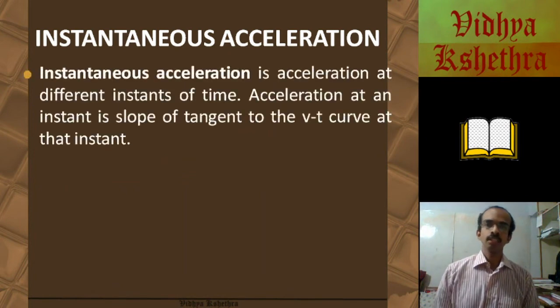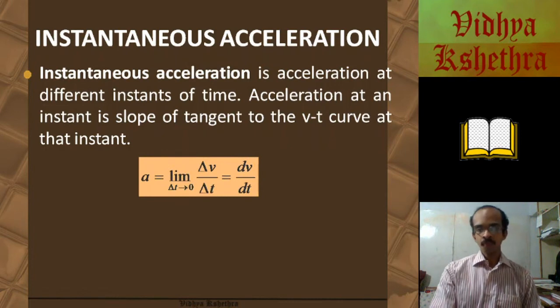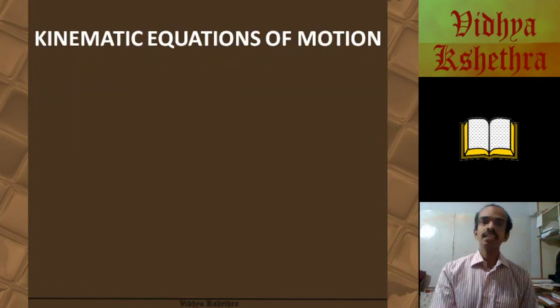Instantaneous acceleration is the acceleration at different instants of time. Acceleration at an instant is the slope of the tangent to the velocity time curve at that instant. It is given by the limit of delta v by delta t as delta t tends to 0, that is equal to dv by dt.